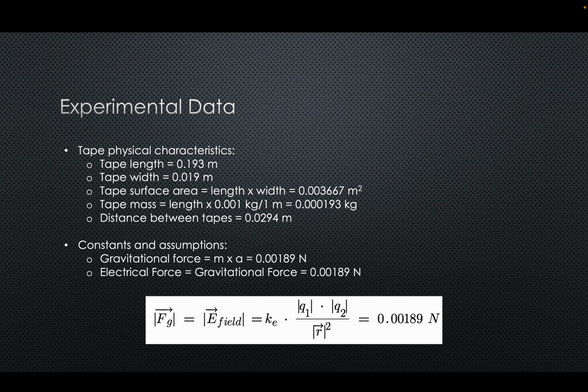Some physical characteristics of the tape include length and width, multiplied to find the surface area, and then the tape mass was estimated by multiplying the length of the tape by 1 gram per meter. The distance between the tapes was measured when the top tape floated, and the gravitational force on the tape was found by multiplying its mass times acceleration due to gravity, and this was set equal to the electric force because the two together contribute to a zero net force, so they have the same magnitude, and that calculation can be seen below.